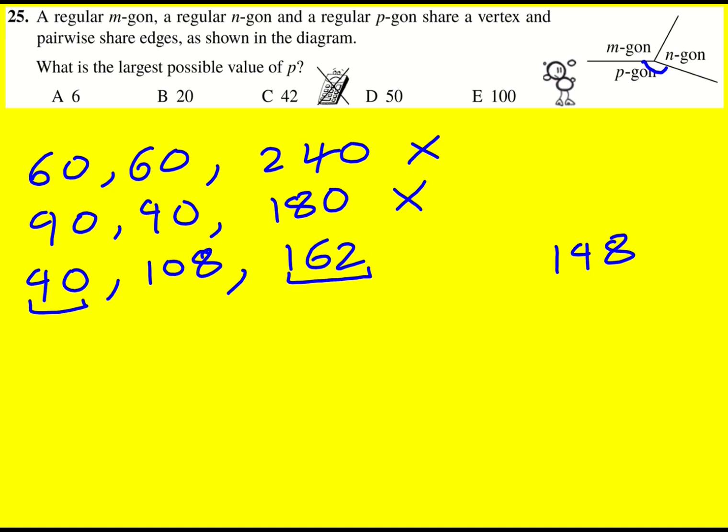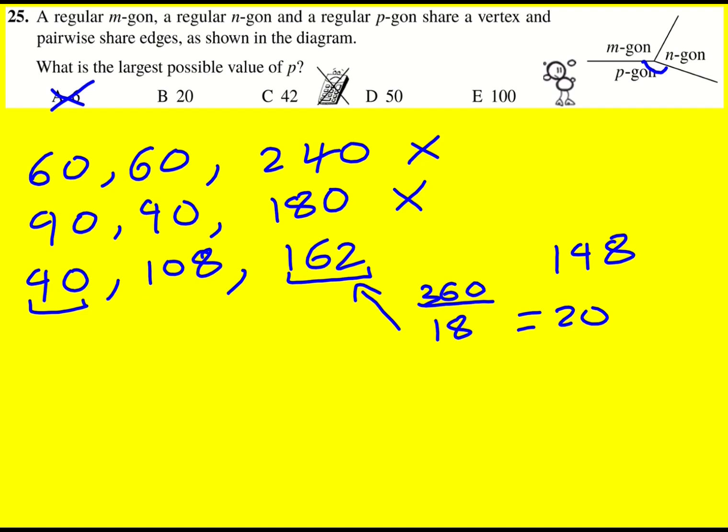So what would happen here? Then for here, my exterior angle would be 18, and I would do 360 divided by the exterior angle to get the number of sides, which is going to be 20. So I can definitely get a value of p of 20, but the question is, can I do any better? And if I do 90 and some bigger angle, then of course I'll get a smaller angle here, all right? So I don't want to do that.